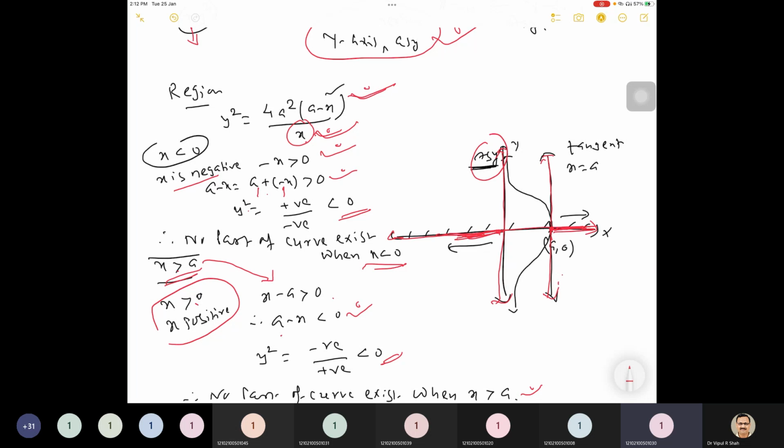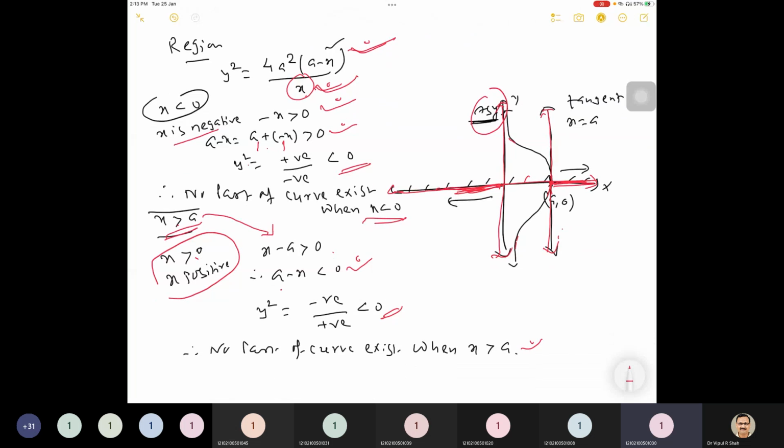So you can see that this is the shape of the curve. Easily you can find it out, because this is the asymptote and there is symmetry about the x-axis. Yes or no? Yes. Write down, draw the curve, and trace the curve properly.